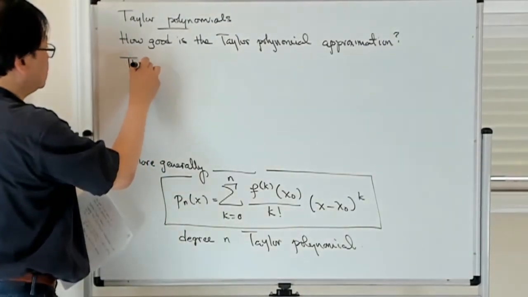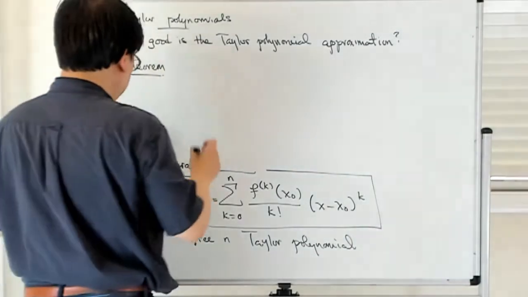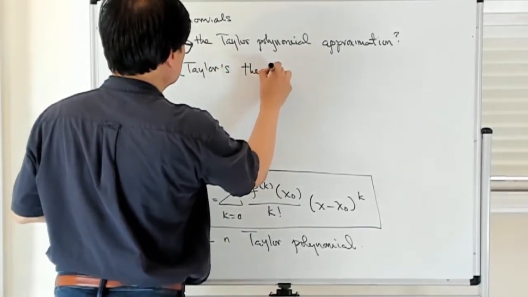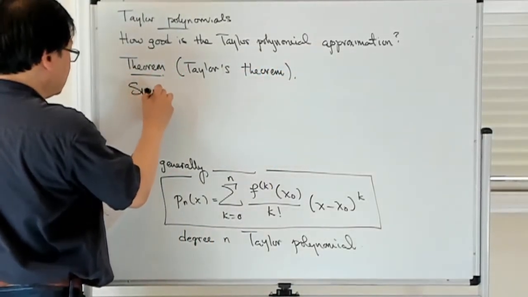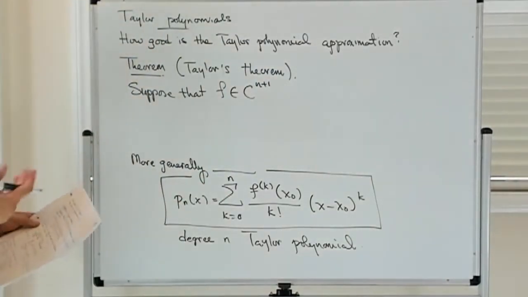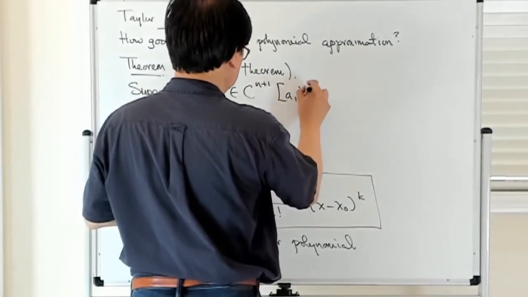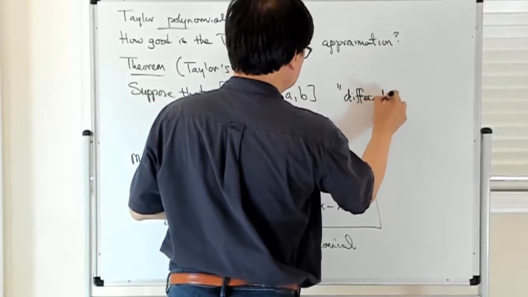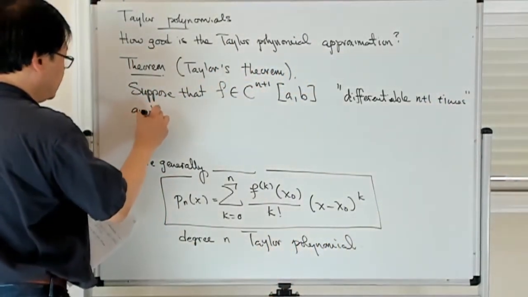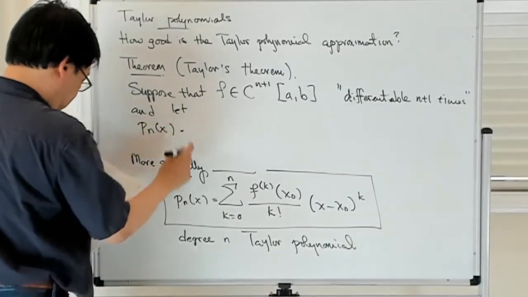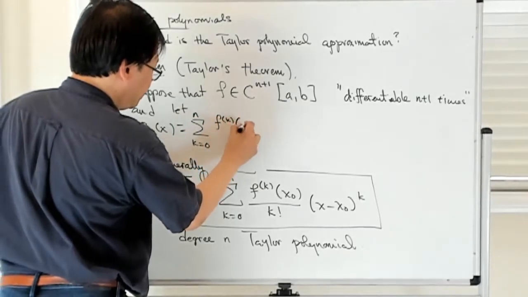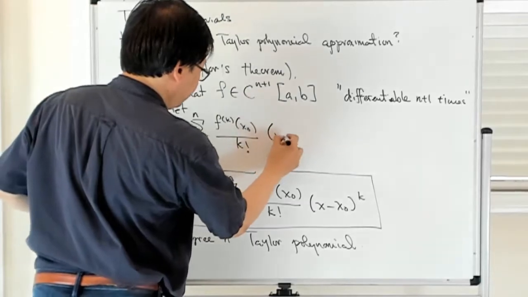So let me state the theorem as follows. The theorem is Taylor's theorem, or Taylor's remainder theorem. Suppose that f is C^(n+1), that means it's n plus 1 times continuously differentiable in the interval from a to b. And let Pn of x be exactly this expression here: Pn of x is equal to the sum from k equals 0 to n of the kth derivative of f at x0 divided by k factorial, multiplied by x minus x0 to the kth power.